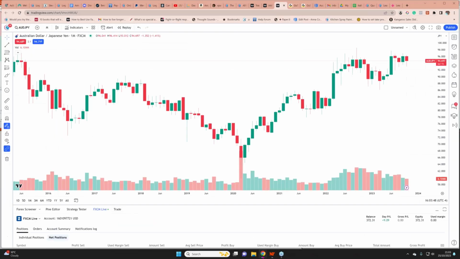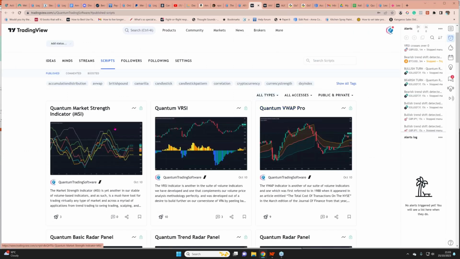Let's just hop over onto TradingView. These are the indicators. I think they're up here. Here we go. The three new ones, the market strength indicator, the VRSI, the VWAP Pro, they're all up there. And the VWAP is 5 indicators in one. It's not just the VWAP.